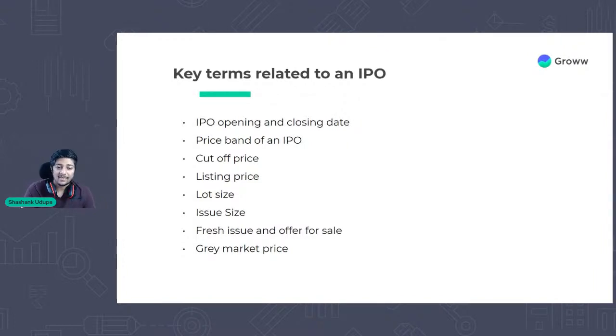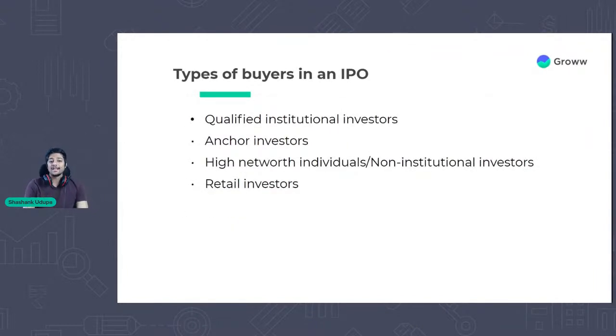Awesome. Now, let's look at the different types of buyers in an IPO market. Who are the different types of buyers that are there in the IPO market? The first type of buyers are qualified institutional investors. Qualified institutional investors are very big investors. They're institutions who are accredited and qualified by SEBI as well. And they're very, very big institutions, right? They can be mutual fund houses, insurance companies, a lot of big companies, right?